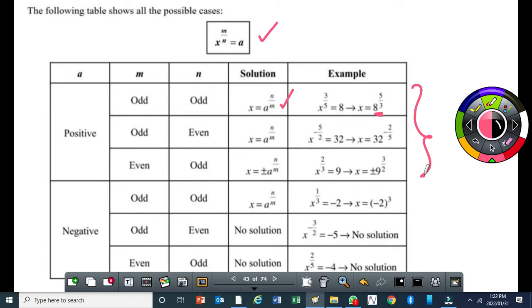Then it becomes a little bit complex when a is negative. There are cases where when a is negative, you might not get a solution. Those two cases are when m is odd and n is even, and also when m is even and n is odd. You get a better understanding of this when you start doing proper examples. But just go over this table here when you are solving exponential equations with rational exponents.